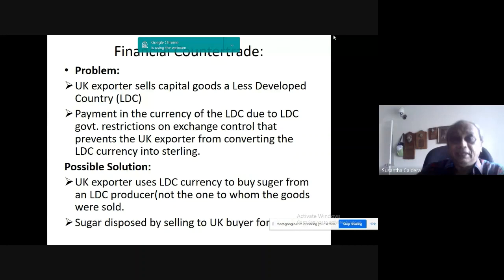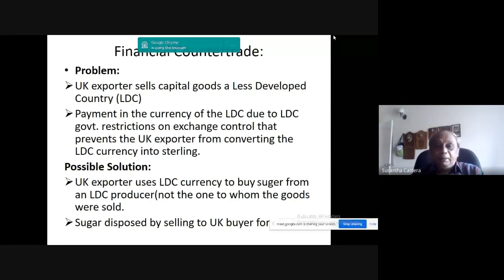Okay. We'll try to understand counter trade with a small example. It's easy for you to understand. The problem is a UK exporter sells capital goods to a less developed country, LDC, in South Africa or in Africa, right? Capital goods, goods required for the mining industry. Then payment is in the currency of the LDC, due to LDC government restrictions on exchange control that prevent the UK exporter from converting the LDC currency into sterling. UK exporter can't convert the LDC currency into sterling. But the UK exporter wants sterling.